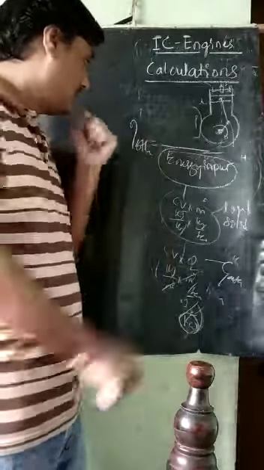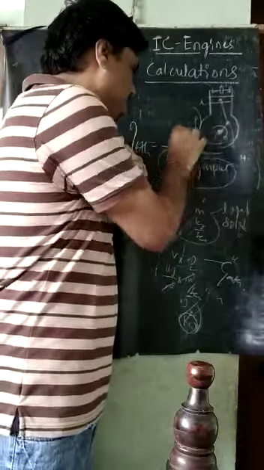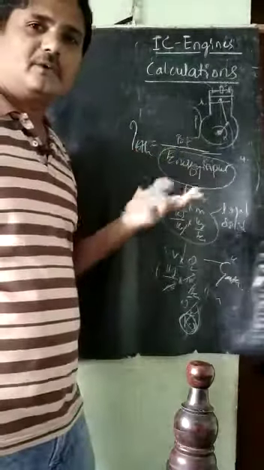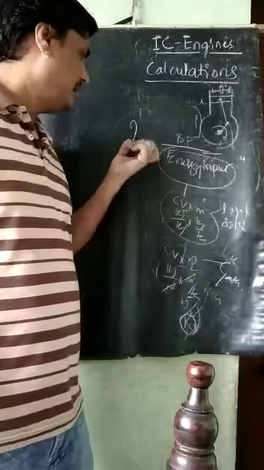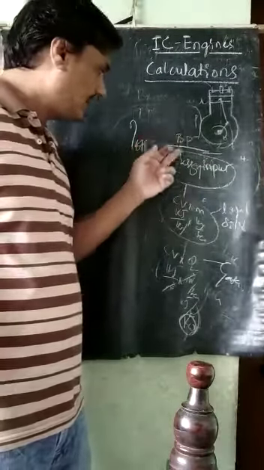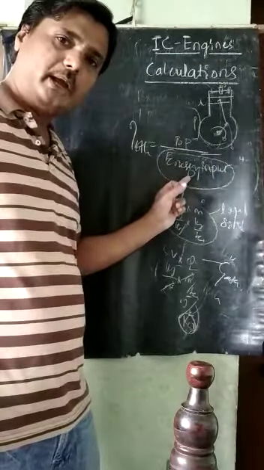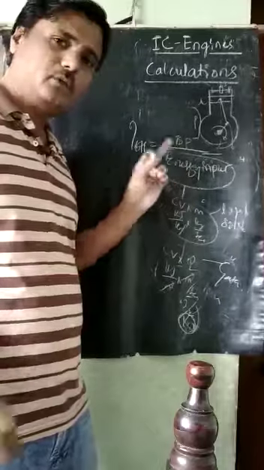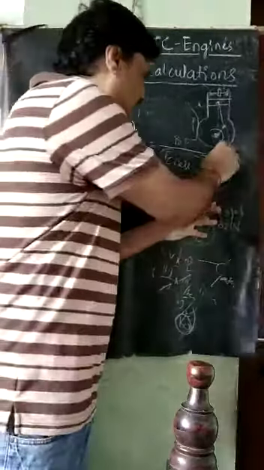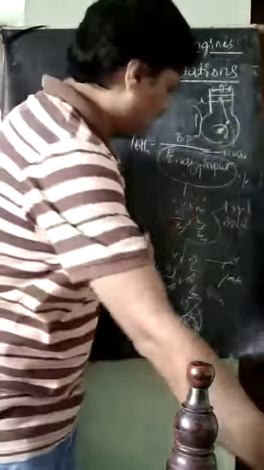In the numerator, for the brake thermal efficiency, we have to take BP. This is the formula for the brake thermal efficiency: BP divided by energy input. So both have to be taken in the same unit. BP in kilowatt, energy input also in kilowatt, or in watt, in watt. Both have to be taken in the same unit, times 100. It will give the efficiency in percentage in this case.